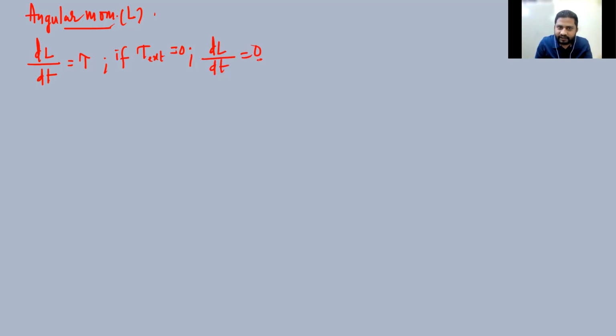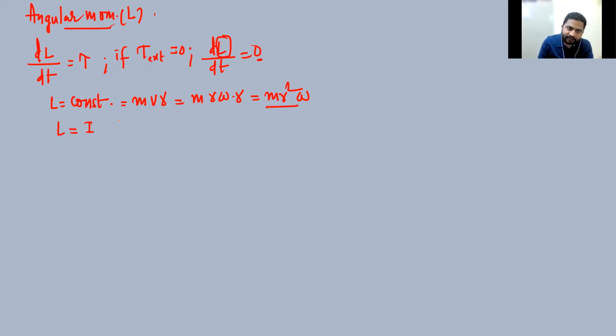When will this dL by dt be 0? When this L is constant. Yes or no? Only when L is constant will dL by dt be 0. And this L, I can write as mvr. This I can write as m into r omega into r, which is mr square omega. Observe carefully. And this L I can also write as I omega, where I is mr square. L is equal to I omega, which is constant.